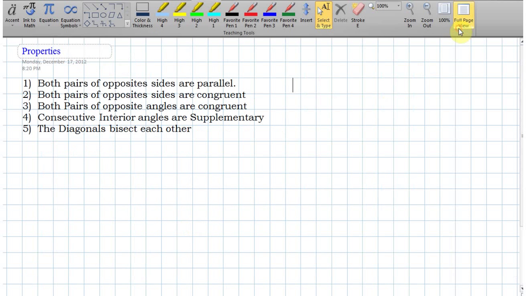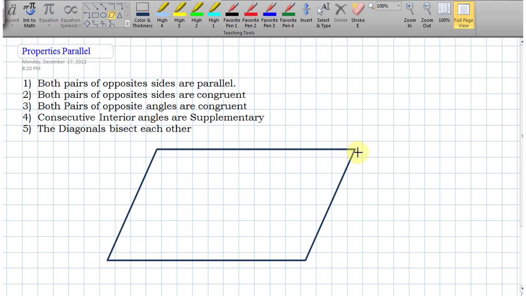Okay, so we're going to first talk about the properties of a parallelogram. We have 5 properties of a parallelogram, and they are listed right here. We're going to go through one at a time visually with these properties, and let's see what we could do with putting some tick marks to represent these properties.